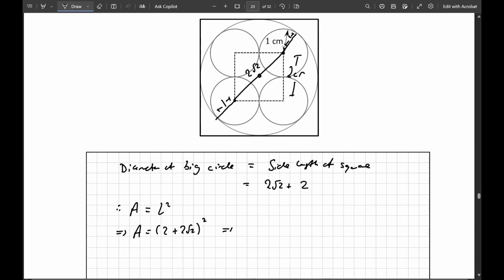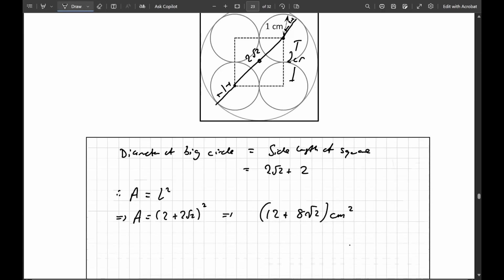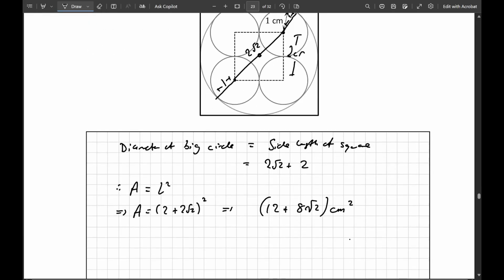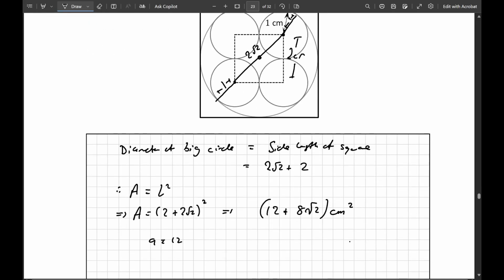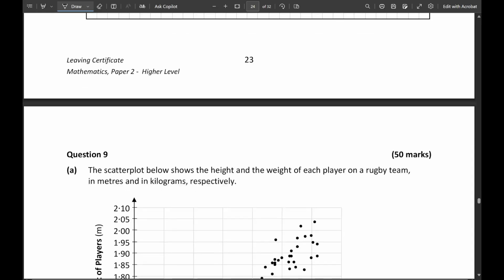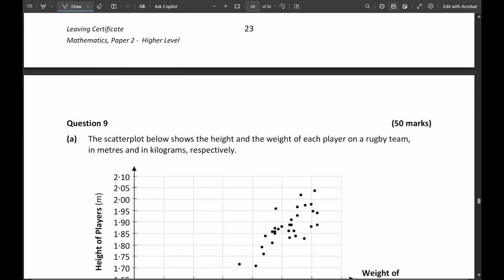Yeah, a plus b root c. So 8, or not 18, it's 12 plus 8 square roots of 2 in units of centimeters squared. Oh, not cubed. It's definitely centimeters squared. So again, if they want to be pedantic, A is 12, B is 8, and C is 2. Okay, time for another water break.